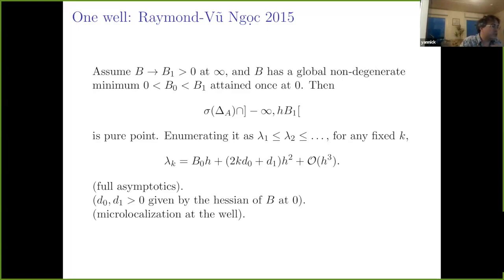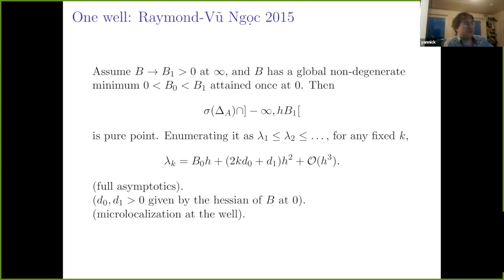Now, for the smallest eigenvalues, we can say a bit more. We can enumerate them, and each one of them has multiplicity 1. And we have an asymptotics. Here I wrote the first terms of the asymptotics, but we have a complete expansion in powers of h. If you look at this formula, you see that it starts with B0 h, so the minimum of B. And then you have this h squared. If you remove the B0, divide by h, and take D0 to be 1, D1 to be 1, then that's the harmonic oscillator.